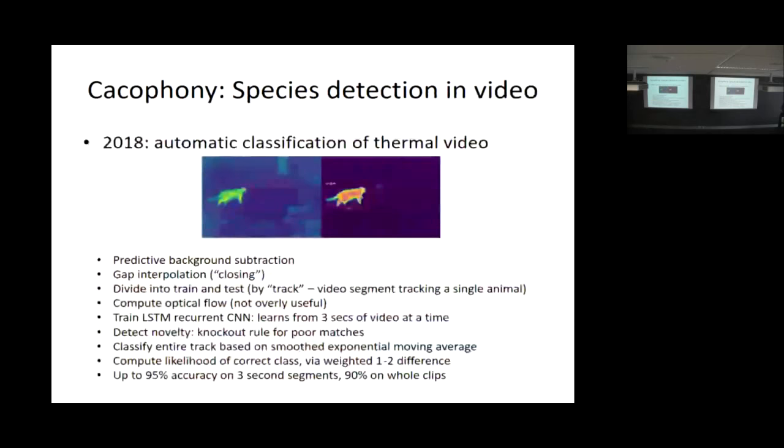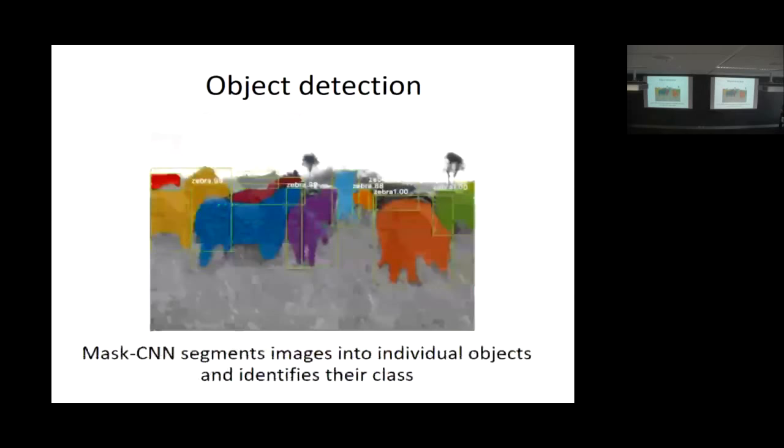And this, I won't go through any of this, but this is just to show you there's a pretty complex pipeline that goes into getting from the thermal video to a final classification on a video sequence. So another thing that's really starting to gain prominence now is object detection.